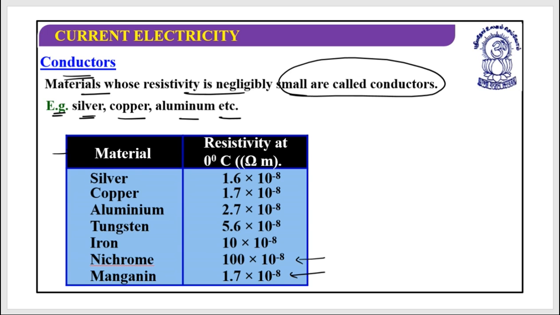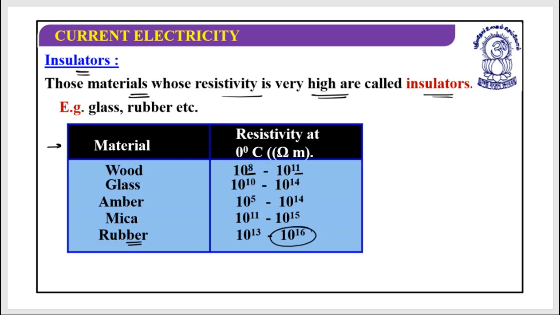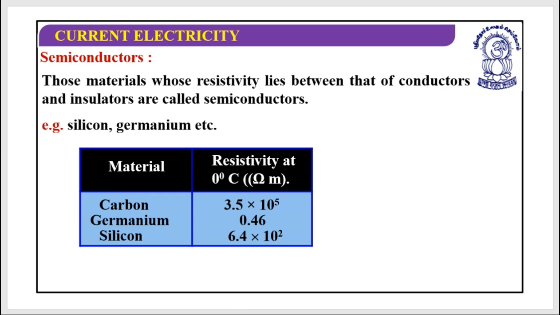I hope you understand the variation between these two. Insulators have a resistivity in the range of 10 to the power 16, and even the least resistivity, that of wood, is 10 to the power 8. Even then there is a big difference between the resistivity of these two kinds of materials, and that's why they behave completely differently. Conductors will conduct very nicely, while insulators are not at all conducting. Now let's look at the semiconductors.